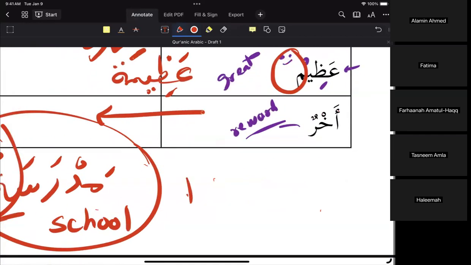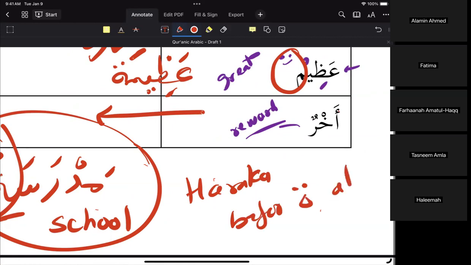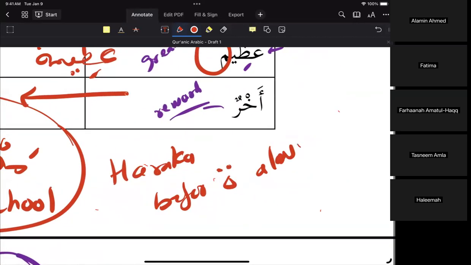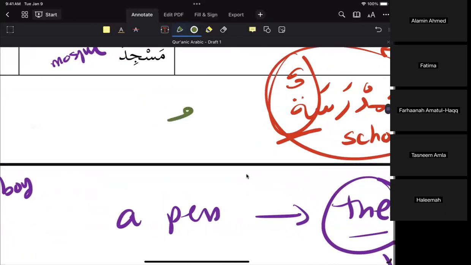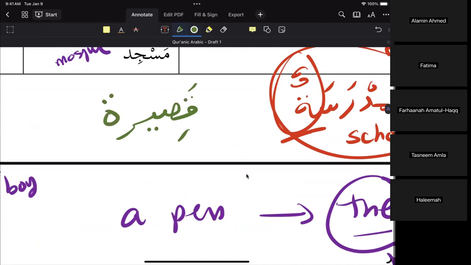Okay, haraka before ta marbuta, always a fatha. I'll give you another word. So for example, we have qasir. Qasir is short. Sagir is small. Qasir is short. But if I want to say it with ta marbuta, how would you pronounce it? You say qasira. Okay, there's no exception.